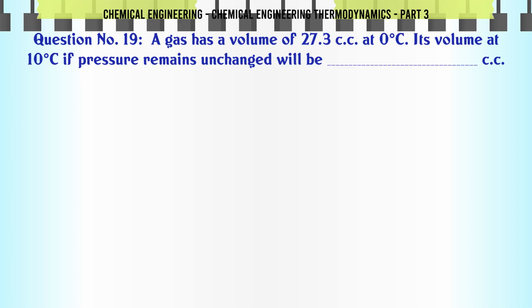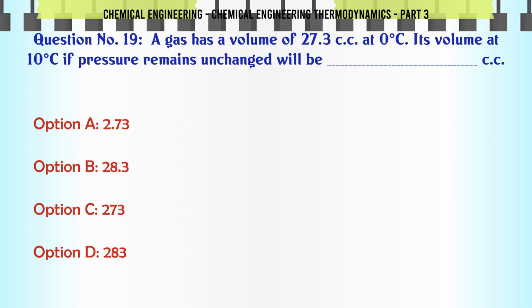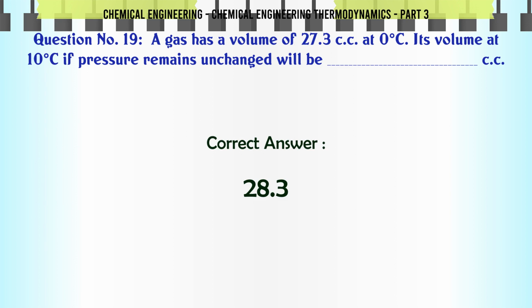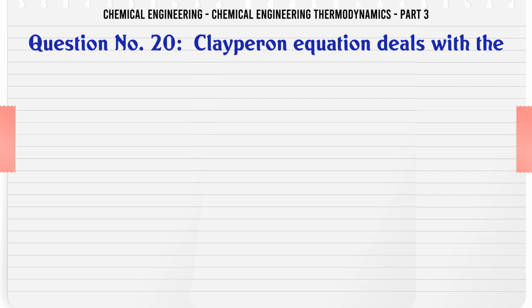A gas has a volume of 27.3 cc at 0°C. Its volume at 10°C if pressure remains unchanged will be cc: A. 2.73. B. 28.3. C. 273. D. 283. The correct answer is 28.3.